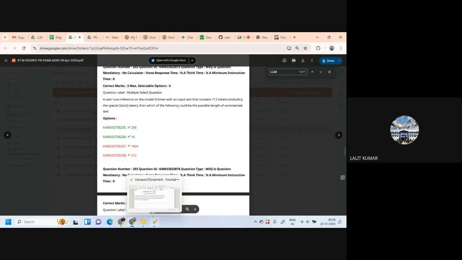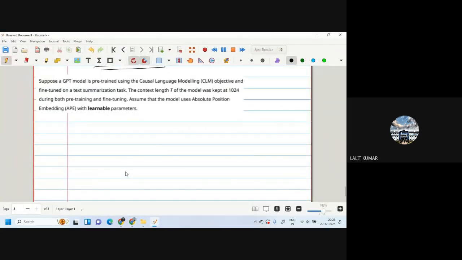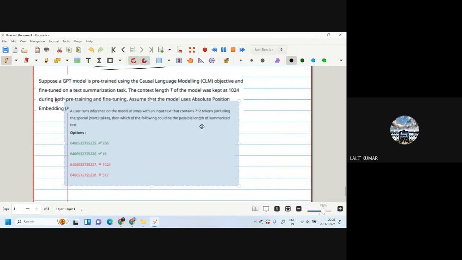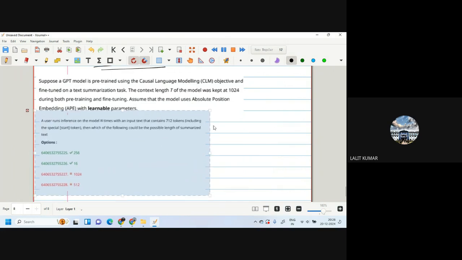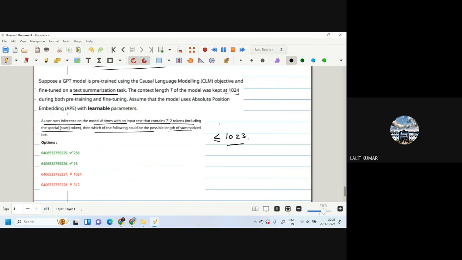You're right. As per me also 512 should be there. Only 1024 should not be there. It is the same task, text summarization. You are doing with 1024, so it will have less than 1023. User runs inference on the model n times with an input size containing 712 tokens, special token. So this also should be correct. Only this should be wrong.